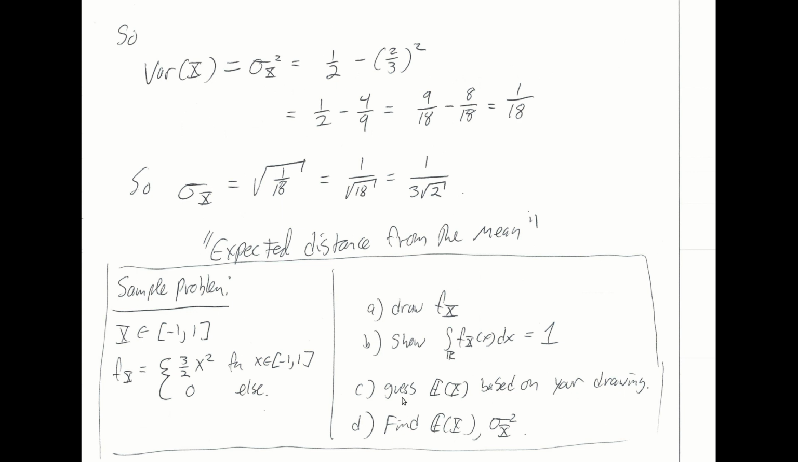I want you to look at the graph that you drew in part A and try to guess what you think the expected value would be for this random variable. We talked a bit about that in the example that we just completed, so of course feel free to scroll back and have a look. But I want you to look at the density function and try to come up with your best guess for what expected value should be. And then actually compute it. So find for me the expected value and find the variance.